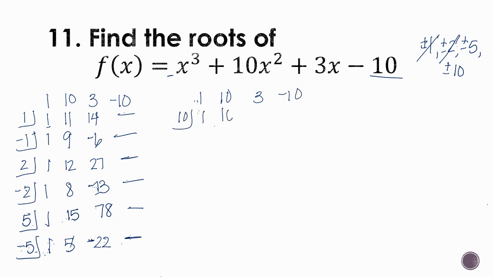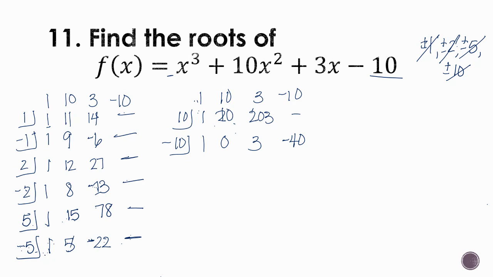1 times 10 is 10. That's a 20. Whoops. 200 plus 3 is 203. Obviously, that's not going to work. Let's try negative 10. So negative 10 plus 10 is 0. 0 plus 3 is 3. And negative 30 is negative 40. So that does not work either. So we have exhausted all of our rational roots, which means that if we were to solve this, we would either have complex or radical roots, okay?